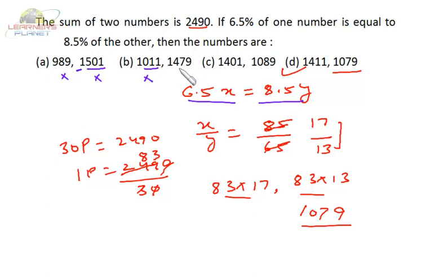It is 479 minus 1, that is 478. Since 78 is a multiple of 13 but 400 is not, definitely 1479 will not be a multiple of 13. Similarly, 401 minus 1, 400, which is not a multiple of 13. 89 minus 1, 88, which is not a multiple of 13. Definitely D is the correct choice. So whatever method you think is most convenient, you should go for that. I hope you are clear.